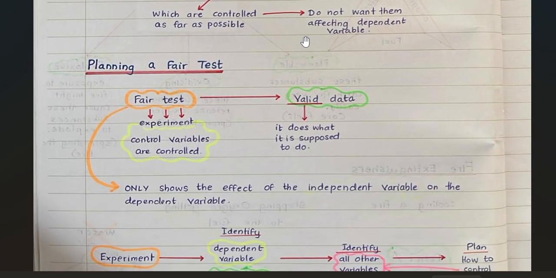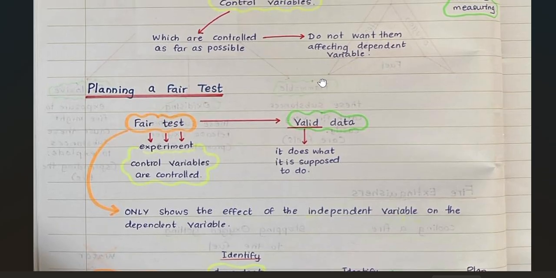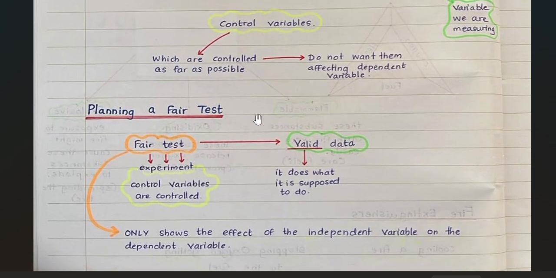Now when you do a fair test, a fair test is an experiment, right? Why do we call it fair test? Because all these control variables are controlled there. So then the data produced by these are valid data, because all the other things are controlled, so we can only worry about the dependent variable and the independent variable.